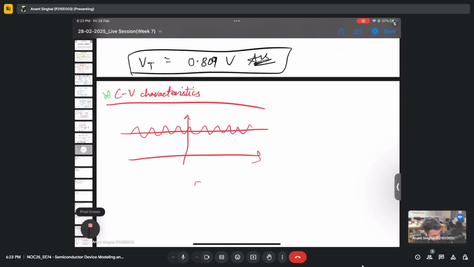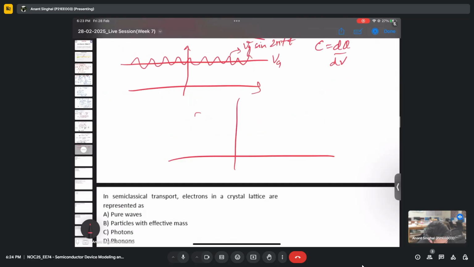So let's say this is the VG, the DC bias that we are applying, and this is some small vg with sine 2 pi ft, where f is the frequency. This is the experimental setup that we use to get the CV characteristics, because a capacitor blocks the DC, and we know that in layman terms capacitance is the change in charge by voltage.